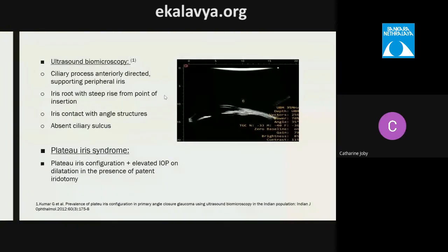Ultrasound biomicroscopy shows anteriorly directed ciliary processes supporting the peripheral iris root with a steep rise from the point of insertion, iris contact with the angle structures, and absent ciliary sulcus. Plateau iris syndrome is defined when plateau iris configuration is accompanied by elevated intraocular pressure on dilatation in the presence of a patent iridotomy.